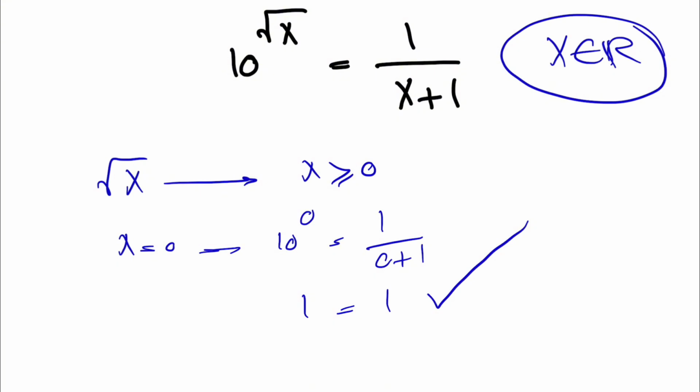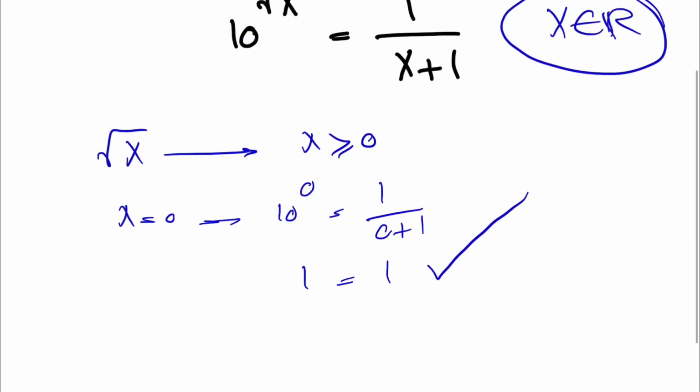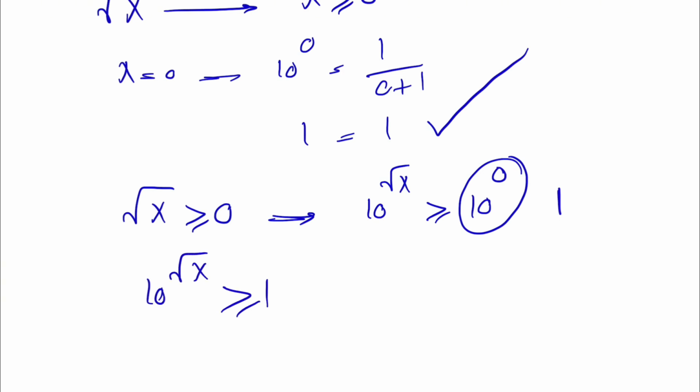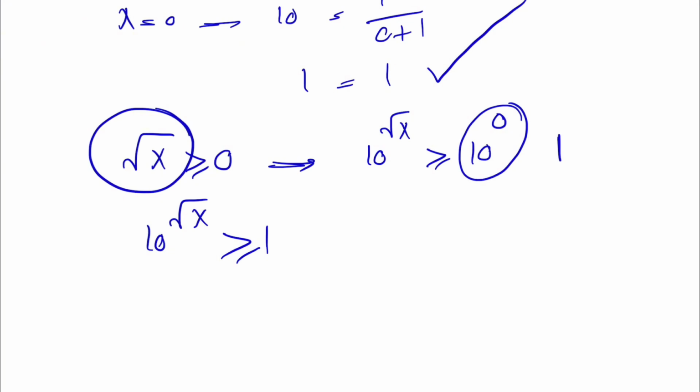Let's get back to what we have for the square root of x. As I mentioned, since the square root of x is greater than or equal to 0, we can conclude that 10 to the power of square root of x is greater than or equal to 10 to the power of 0. Since 10 to the power of 0 is 1, that shows that 10 to the power of square root of x is greater than or equal to 1. And because of the domain of the square root, we concluded that x is also greater than or equal to 0.